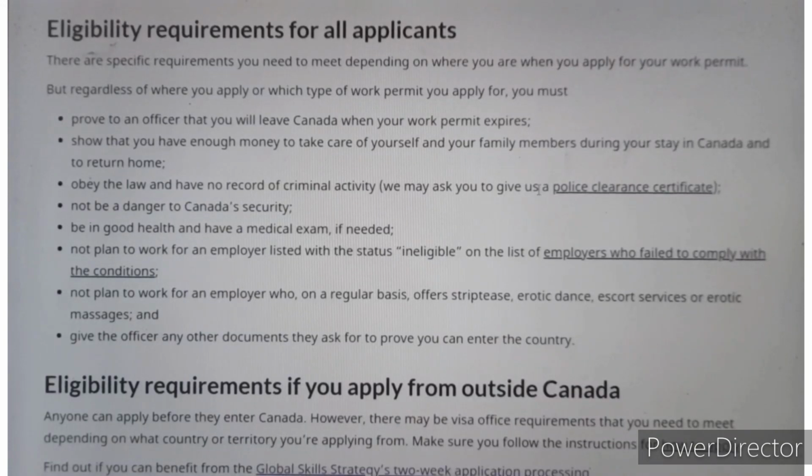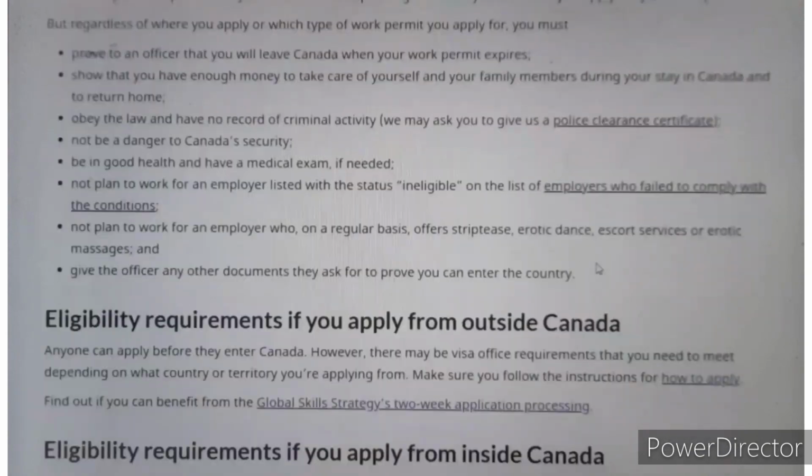So you should not plan to work for an employer on a regular basis, offer erotic dance, escorting services, or erotic messages, and you should give the officer any documents they ask for to prove you can enter the country.